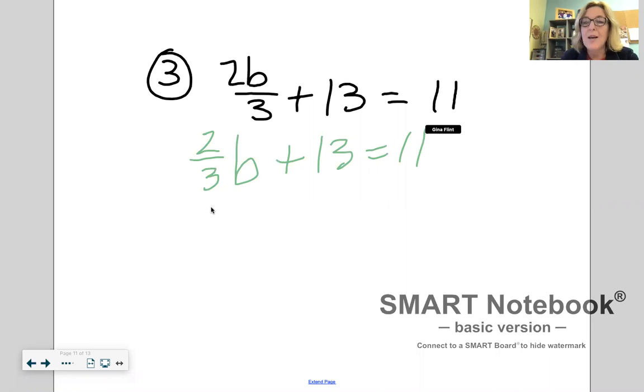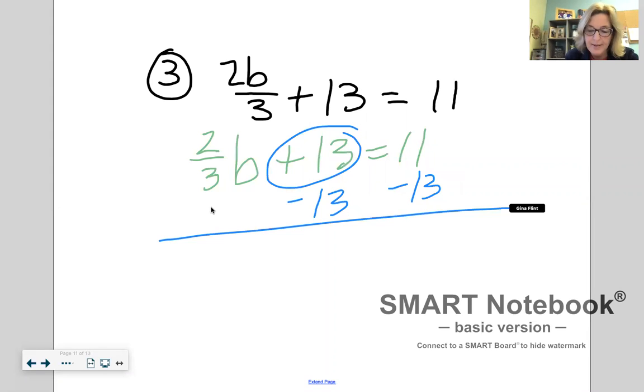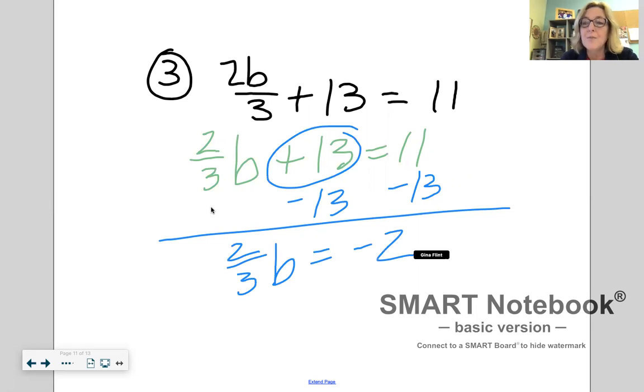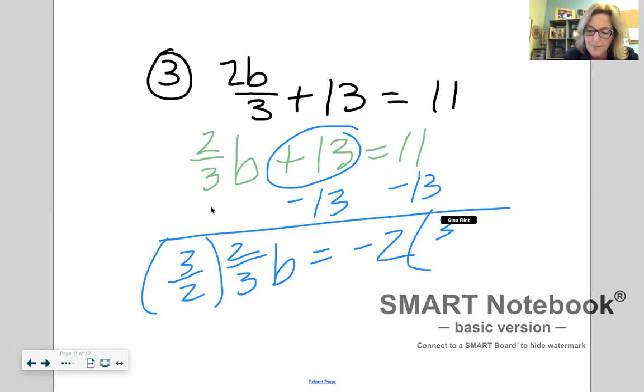All right, so undo the addition and subtraction first. We're adding 13, so we're going to subtract 13 from both sides. 2/3 b is equal to 11 minus 13, which is -2. And now we have to isolate the variable, right? Isolate b. To get to a single b, we're going to multiply by its reciprocal of 3/2.